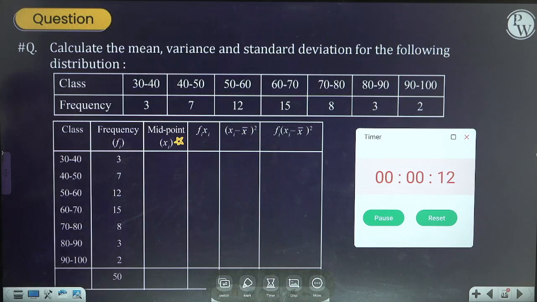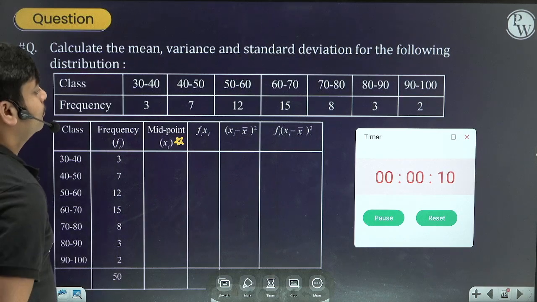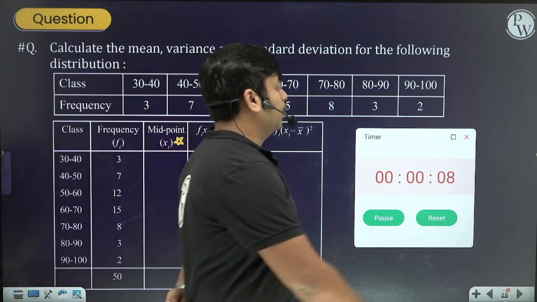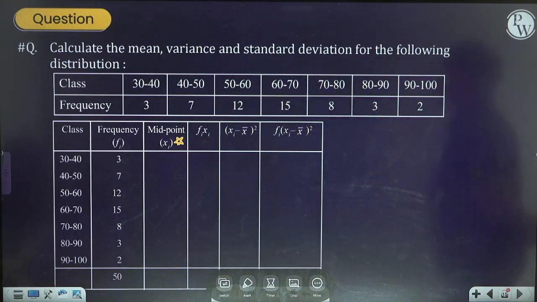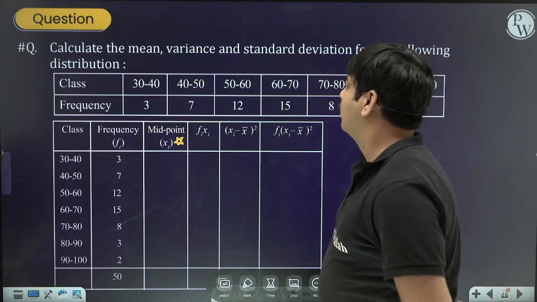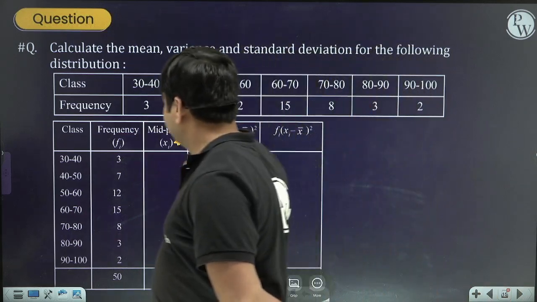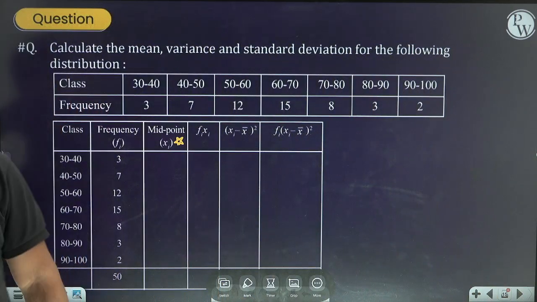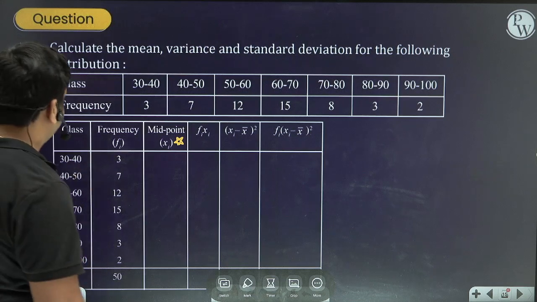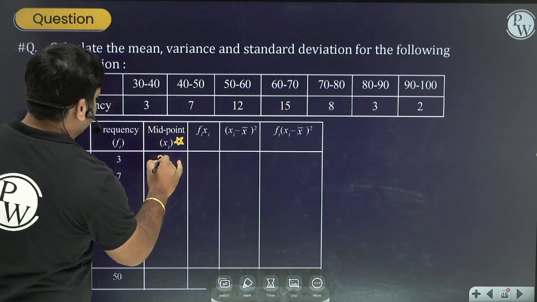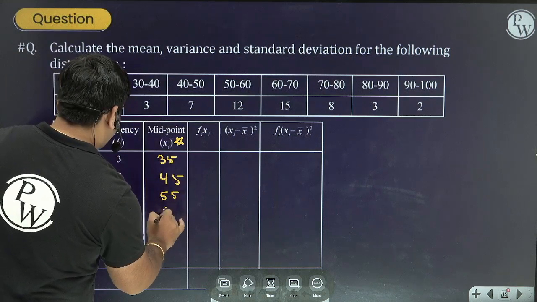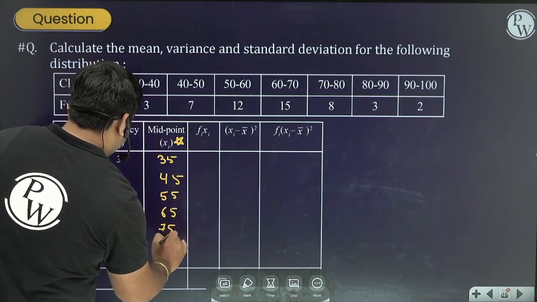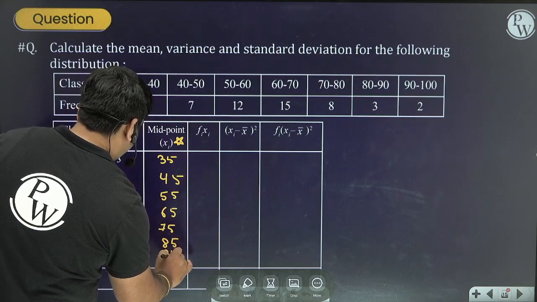All right, people, last 10 seconds. Let's quickly look into that. Tell me what happened. What are the midpoints? You know that. What is fi xi? You know that for x bar. Once you get fi xi, we can easily calculate that value. So the midpoint of 30 to 40 is 35, then 45, then 55, 65, 75, 85, 95. That's it.